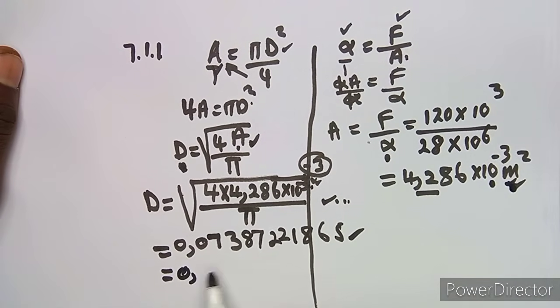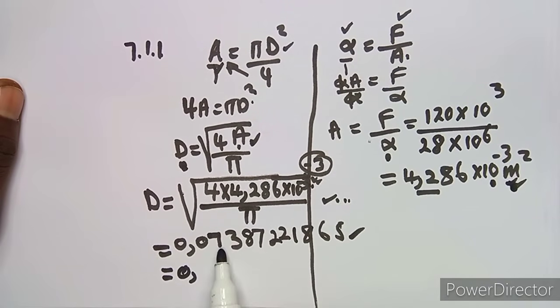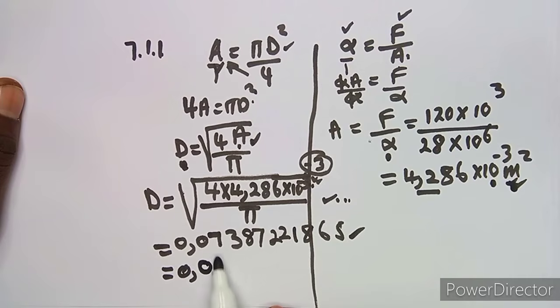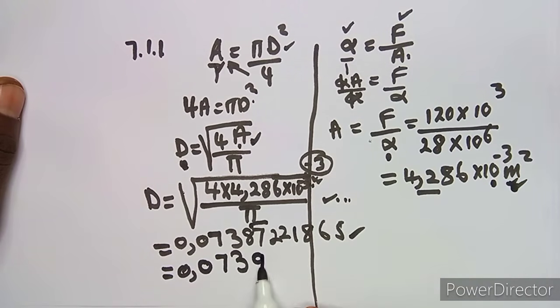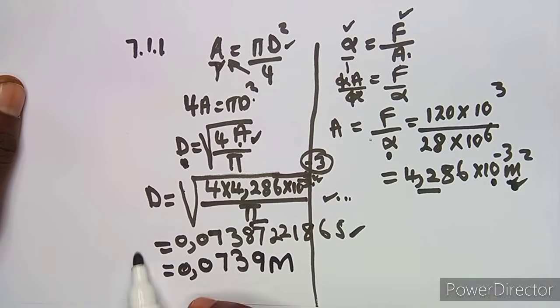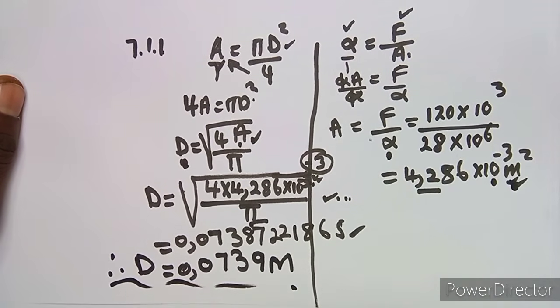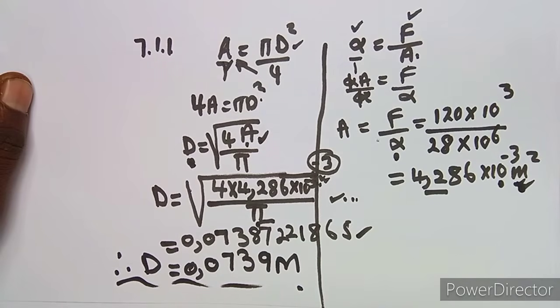So just round off maybe to 3 significant figures. We can just have 0.73. This 7 can change 8 into 9, and this is in meters. So therefore that is going to be our diameter there. So as you can see, guys, it's very easy.